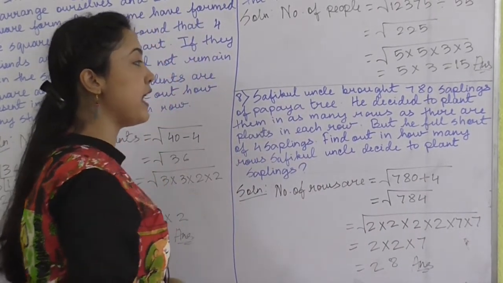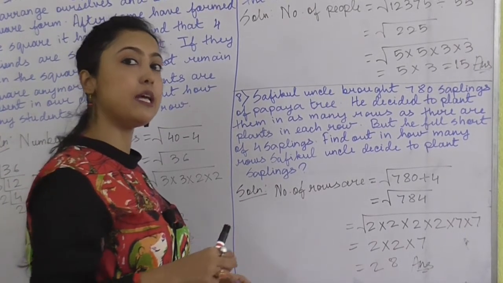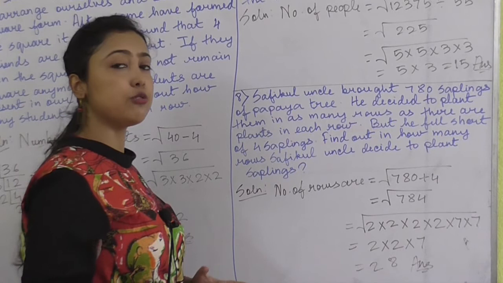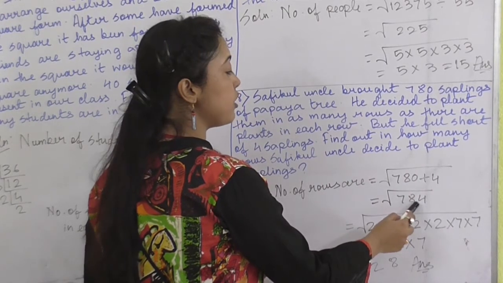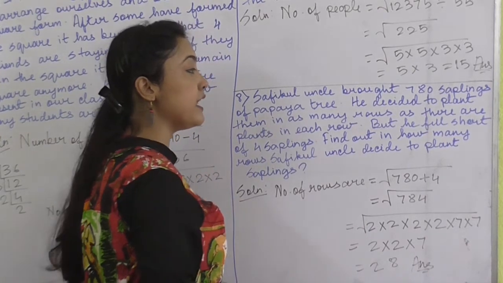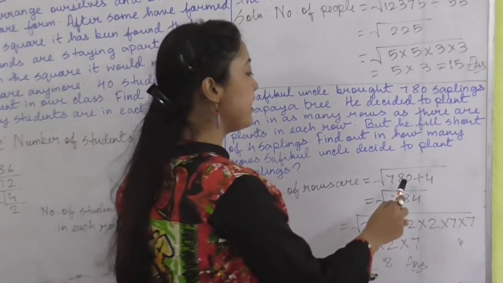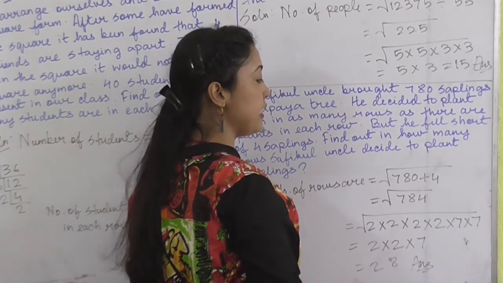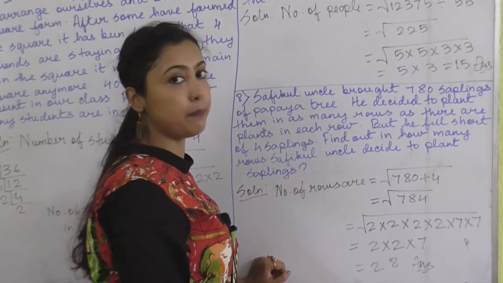So he decided to plant the saplings in an equal number of rows and plants per row. In this way, he fell short of 4 saplings. So if he had 4 more saplings, then what will be 780 plus 4? It will be the square root of 784. Then it will be easier for him to plant those saplings in equal rows. So 780 plus 4 is 784. You can see that 780 is not a perfect square, and that is why he was unable to plant those saplings in an equal number of rows.